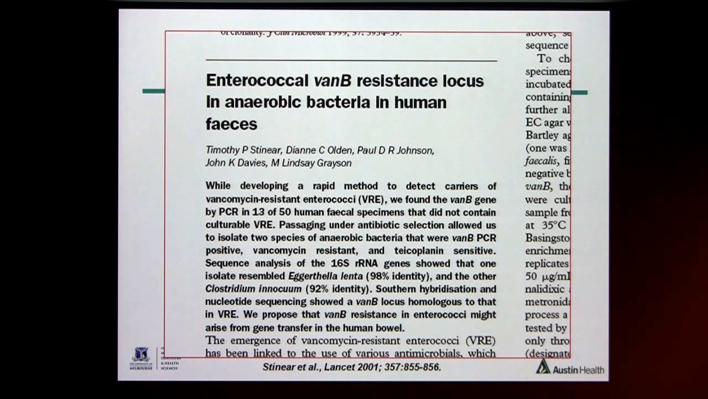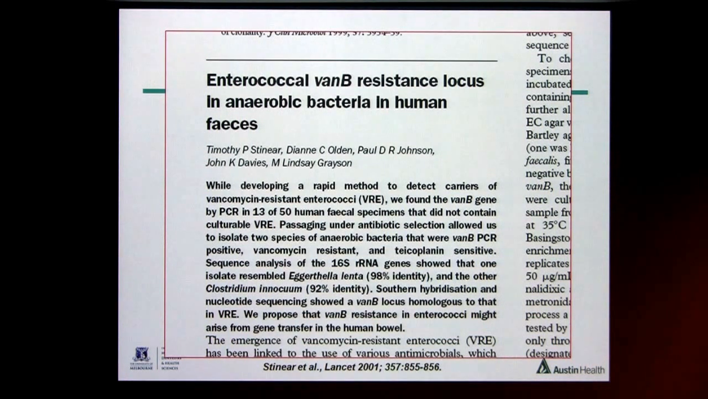This is a landmark research letter to the Lancet from back in 2001, when Tim was at Monash, and we were looking at a way to identify VRE carriage in patients using PCR off their stool. We kept finding all these patients who were positive for Van B genes, but we couldn't grow the VRE. In the end, to cut a long story short, what we found was that there was a whole lot of Van B genes in their stool, but it wasn't in enterococcus. It was in naturally occurring so-called good bacteria. This was published in the Lancet. I'm biased, but I think it's a landmark paper. It has been cited many times.